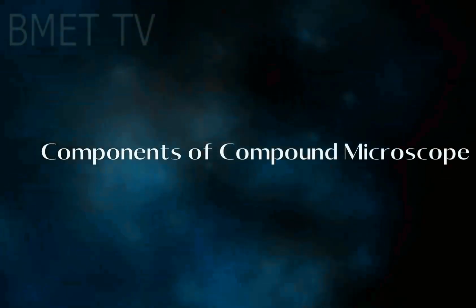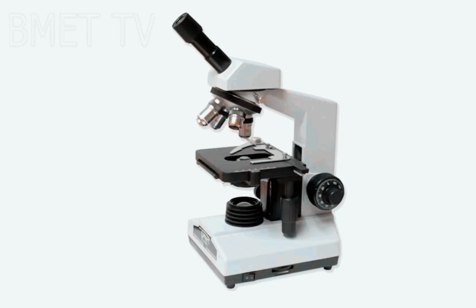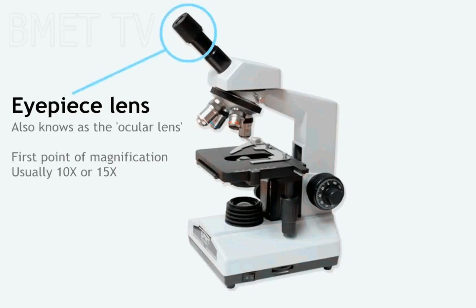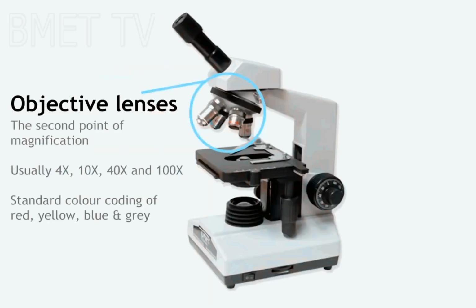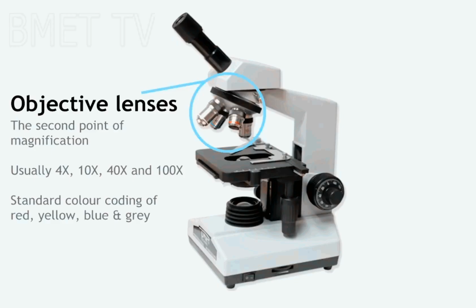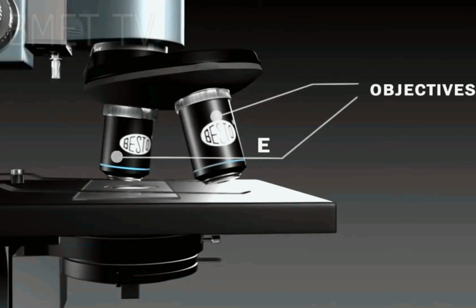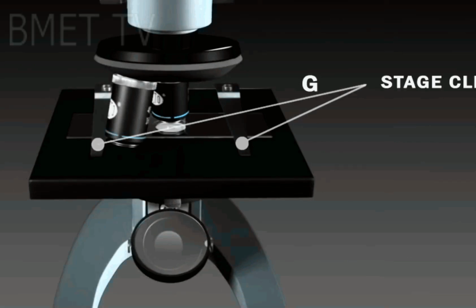Let's learn about the components of the compound microscope. The first component is the eyepiece and body tube. The eyepiece is the lens through which the viewer looks to see the specimen. It usually contains a 10 times or 15 times power lens. The body tube connects the eyepiece to the objective lenses. The second component is objectives and stage clips. Objective lenses are one of the most important parts of a compound microscope. They are the closest to the specimen. A standard microscope has 3 to 4 objective lenses, which range from 4 times to 100 times. Stage clips are metal clips that hold the slide in place.